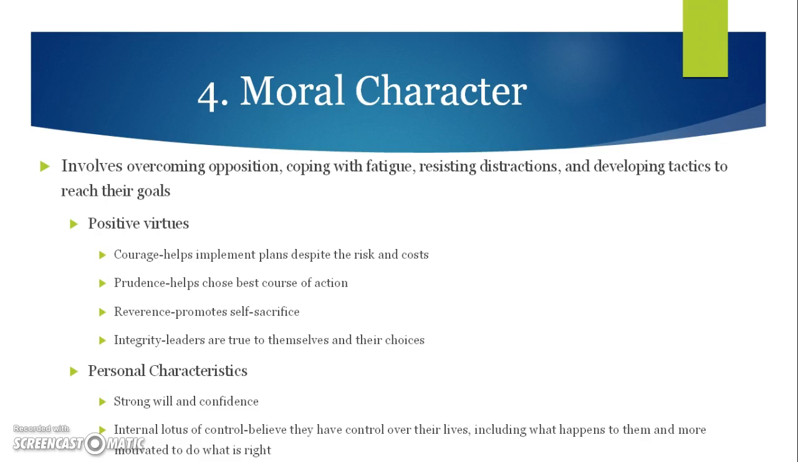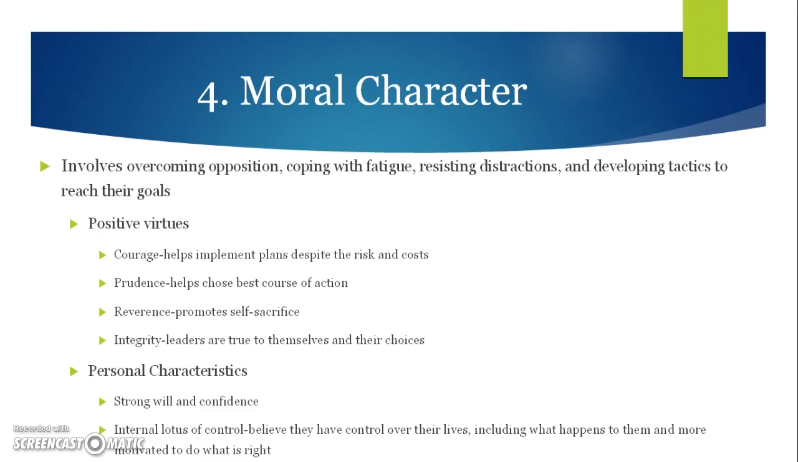The last one is moral character, and this involves overcoming opposition, coping with fatigue, resisting distractions, and developing tactics to reach their goal. They need to incorporate positive virtues such as courage, and this helps implement plans despite the risk and cost. Prudence helps choose the best course of action. Reverence promotes self-sacrifice, and integrity means leaders are true to themselves and their choices.